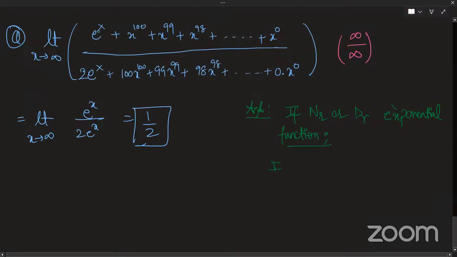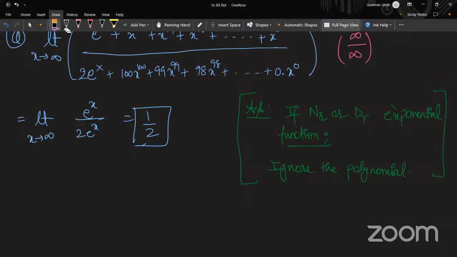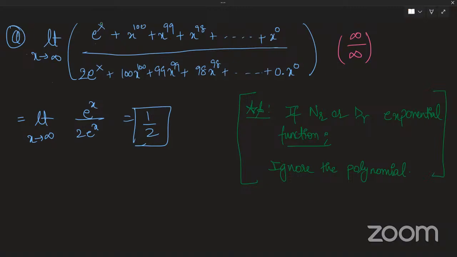So if you get any exponential function, what will you do? You will ignore the polynomial. Got it, everyone? What I'm trying to say is that if in the numerator or in the denominator you get a polynomial along with an exponential function, you can just ignore all the terms of the polynomial, keep your exponential function intact and then solve it.